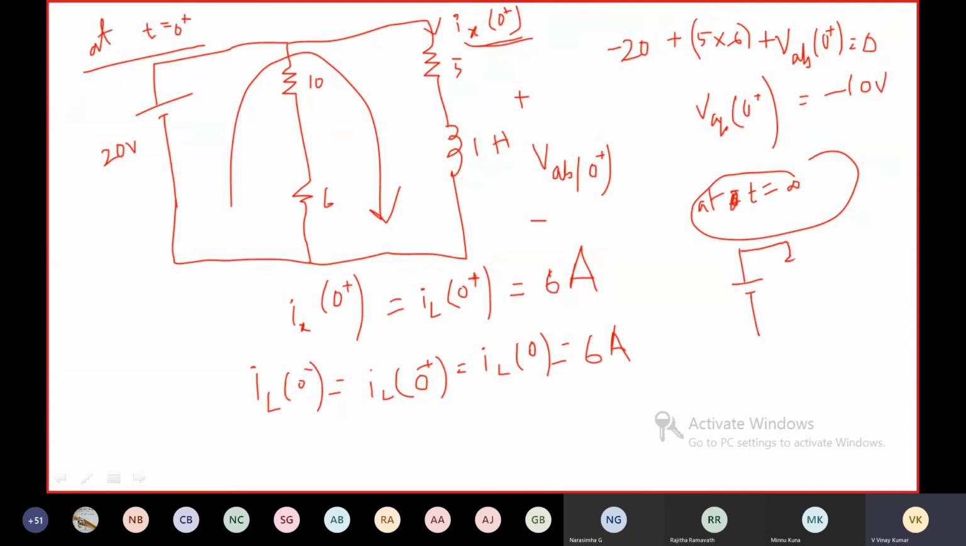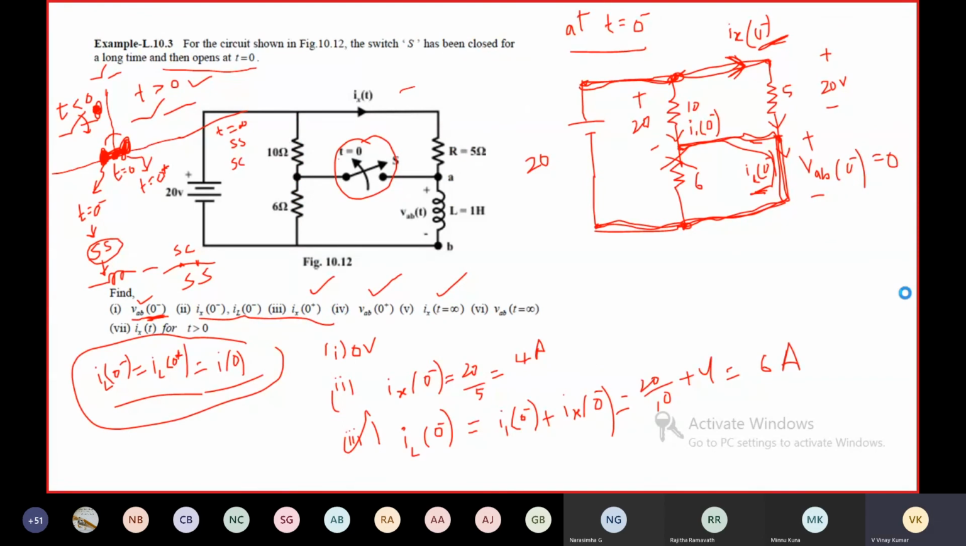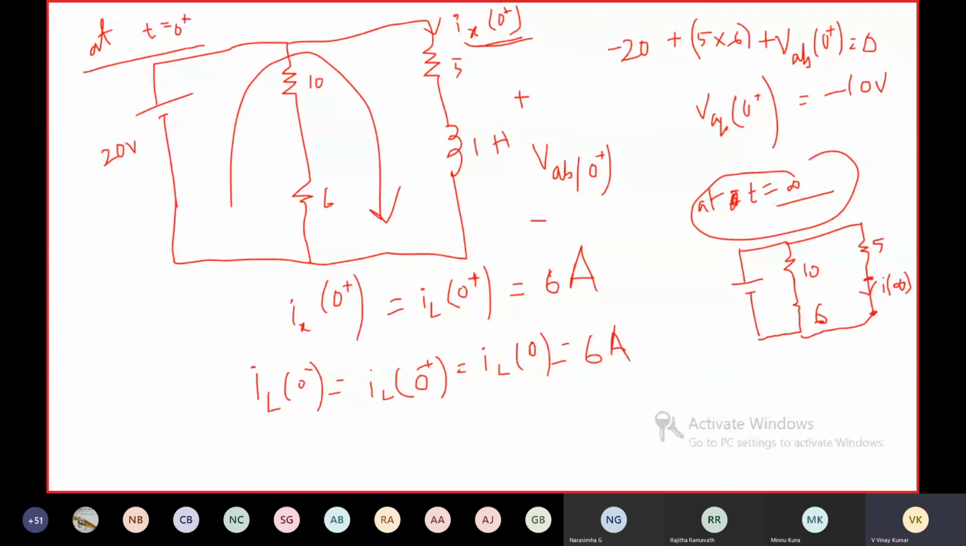This is open. This is 10, this is 6, and this will be 5. Inductor acts as a short circuit at t equal to infinity, because steady state occurs at t equal to infinity. So the current flowing through this would be I of infinity. Ix of infinity is equal to IL of infinity.